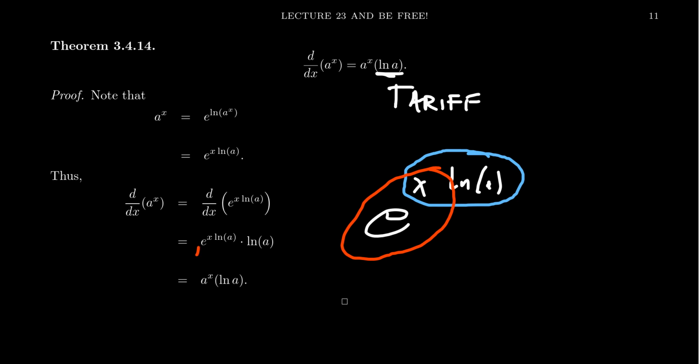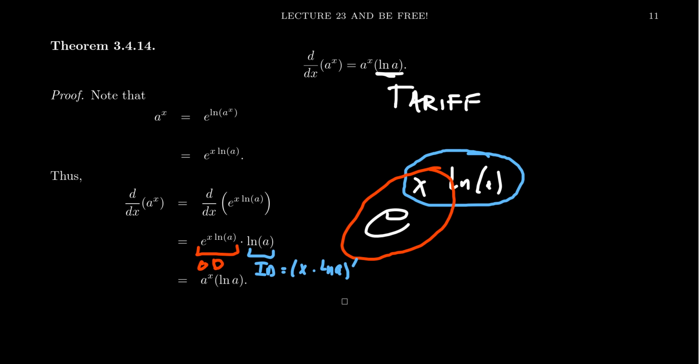to take the outer derivative right here, e to the x times the natural log of a power, and then we have to take the inner derivative right here, which we're taking the derivative of x times the natural log of a. Now here, remember, we're taking the derivative with respect to x. X is the variable that's changing. The base a is fixed in this consideration.